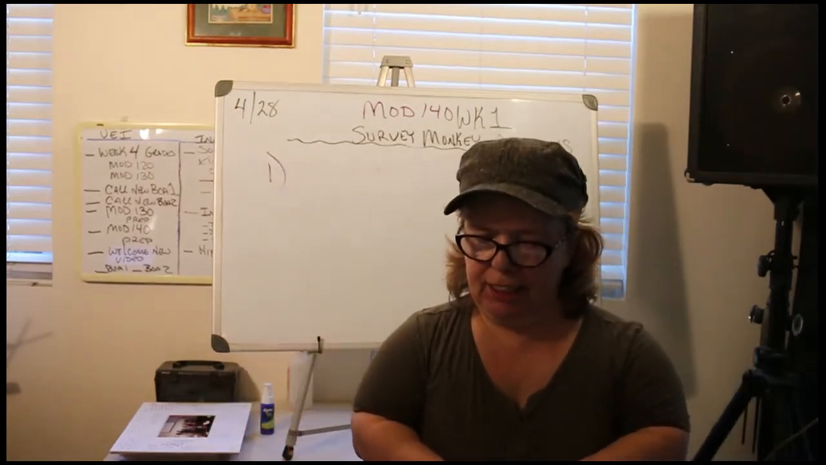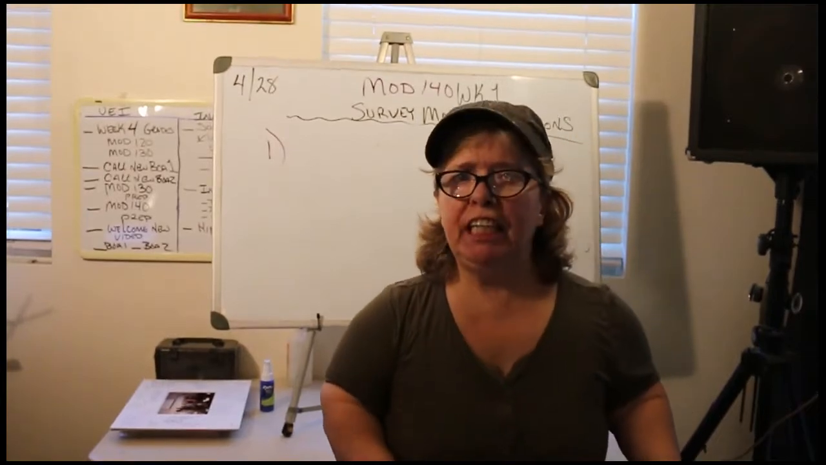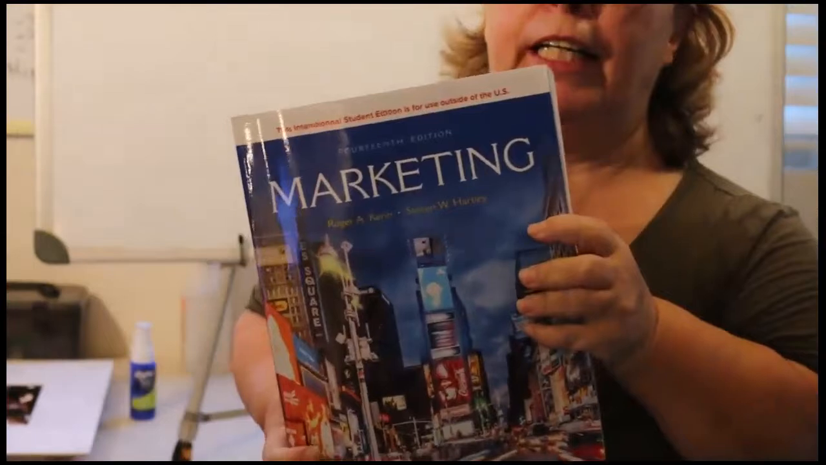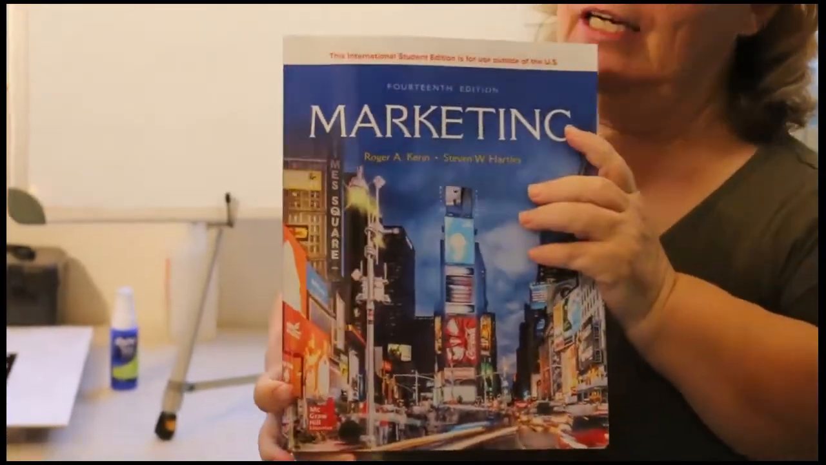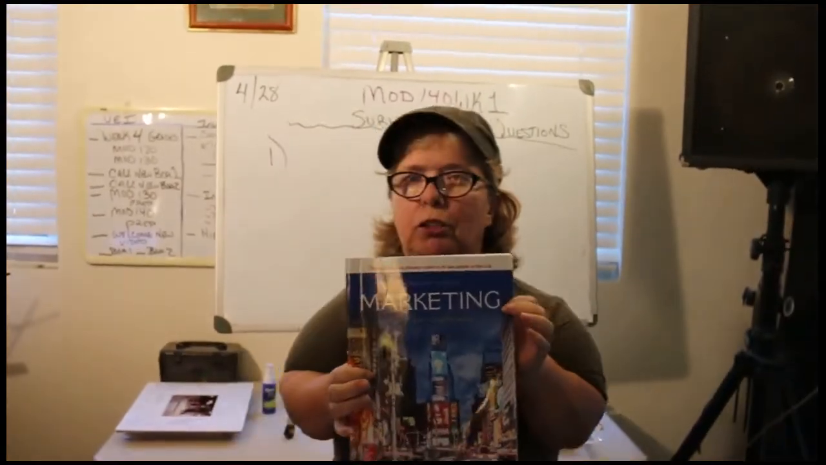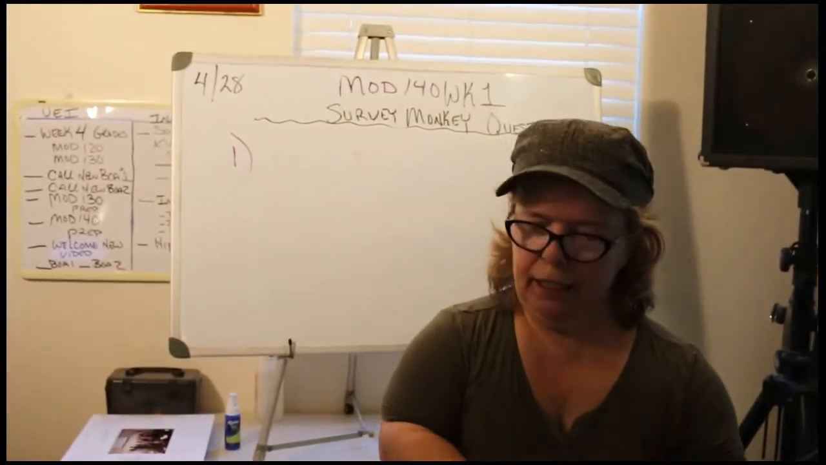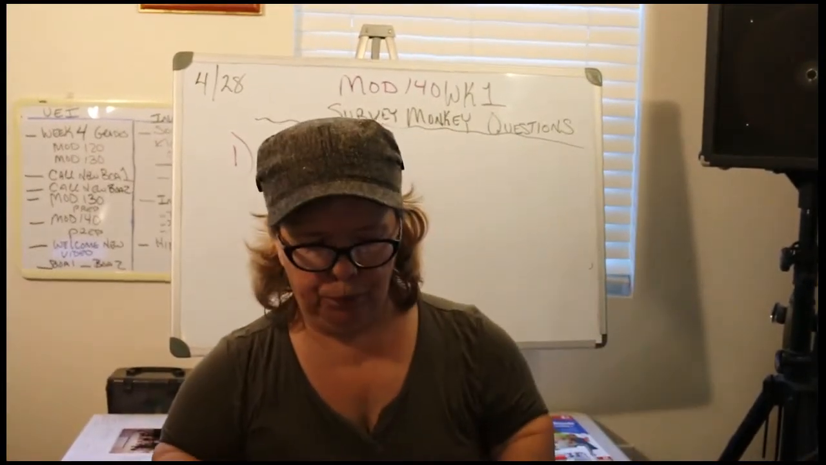So, let's get started. On your Kindle, you should have received a book that looks like this, Marketing. It's blue, and it's the 14th edition. If you did not receive your Kindle or this book on the Kindle, make sure you contact the business office first thing tomorrow morning because you need this book. Marketing is the book we're going to be going into.